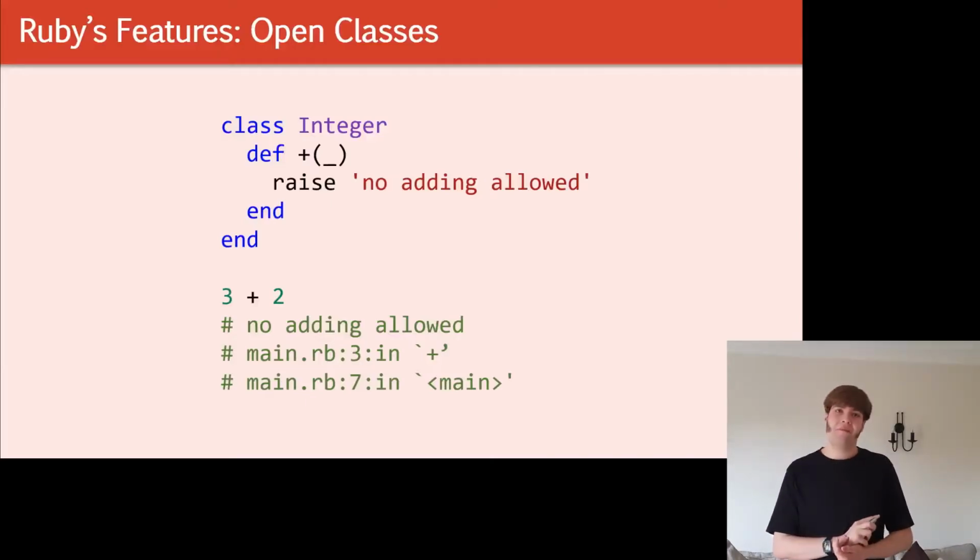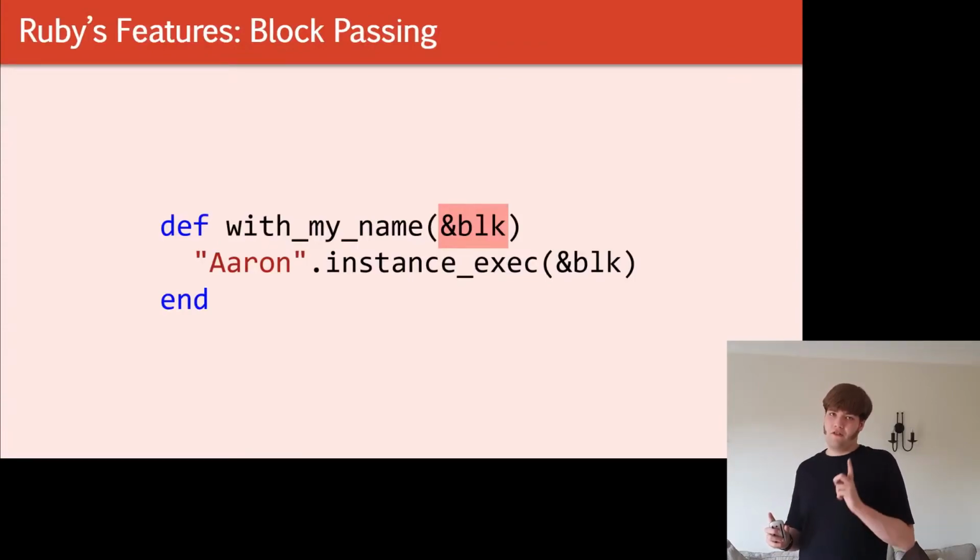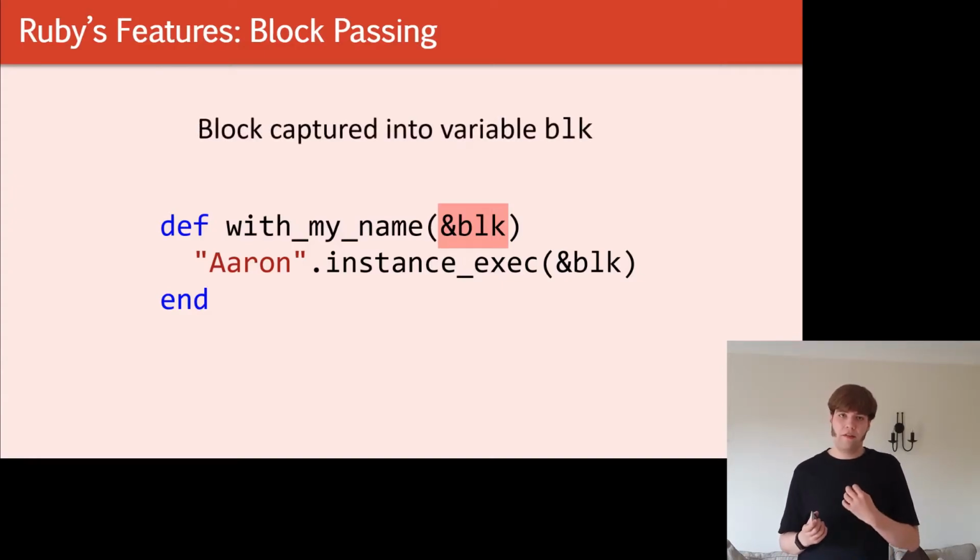Be careful with them. One final interesting Ruby feature before we start looking at some real applications of this: block passing. Here is a method definition called withMyName, which captures any block it's called with into that highlighted variable called block. The ampersand differentiates a block argument from a normal argument. If we capture a block like this, we've got ourselves an object which is kind of a blob of code called a proc, as in procedure.